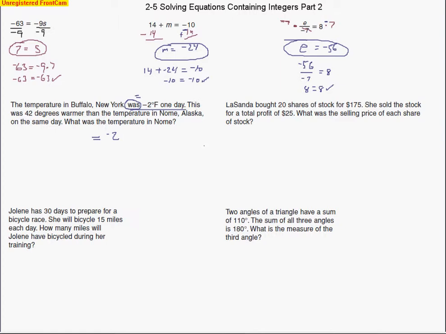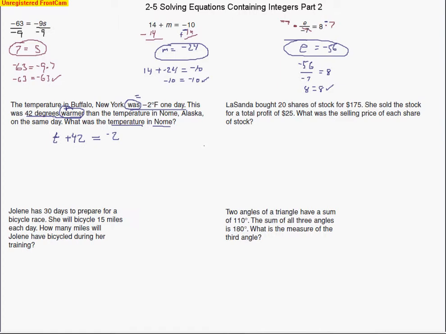And then it says this was 42 degrees warmer. Okay, 42 degrees warmer tells me that I'm going to add 42. So I'm going to put a plus 42 right here. Again, the warmer was the key for having the sign be plus. Okay, so 42 degrees warmer than the temperature in Nome, Alaska one day. So we don't know what the temperature in Nome was. It just says that it's 42 degrees warmer. So that's what the question is. What is the temperature in Nome? So let's use T for temperature, and we'll go ahead and solve.